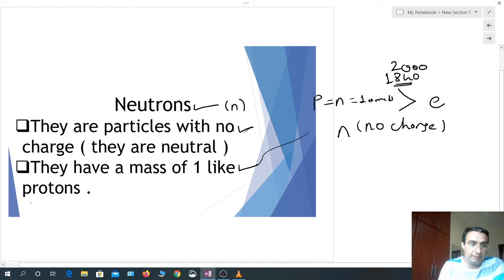I forgot to write it, but we can also add that they are found in the nucleus, okay.